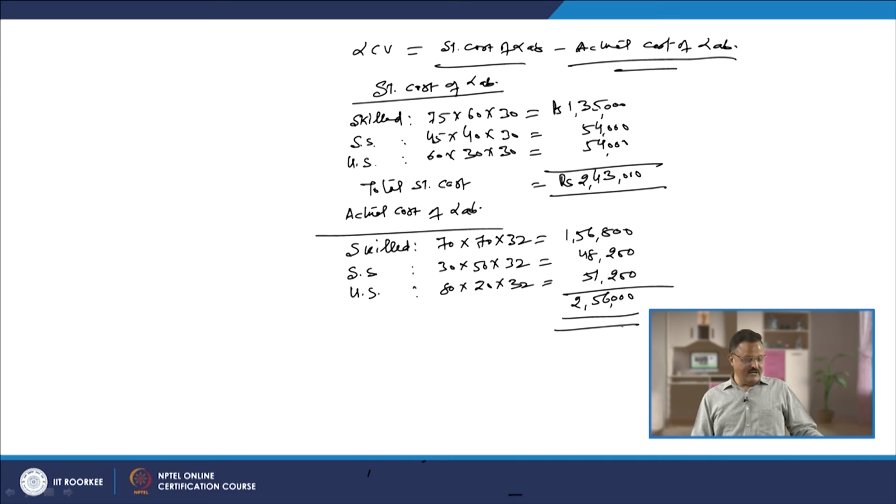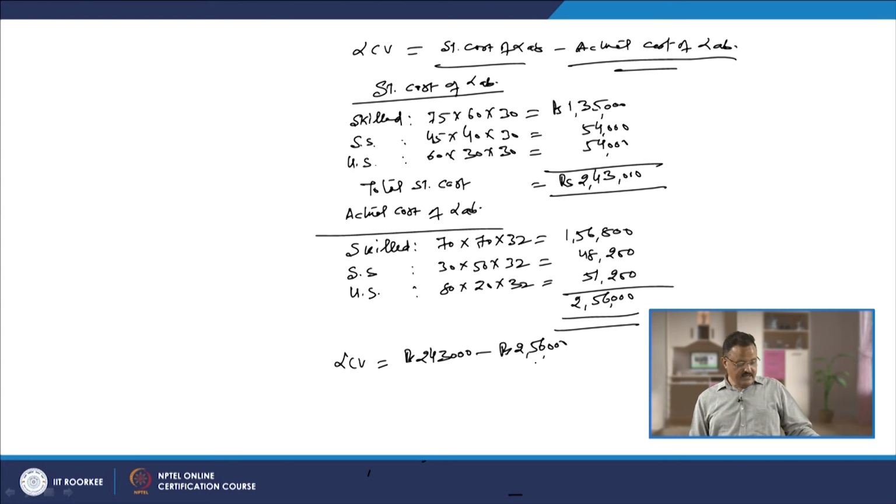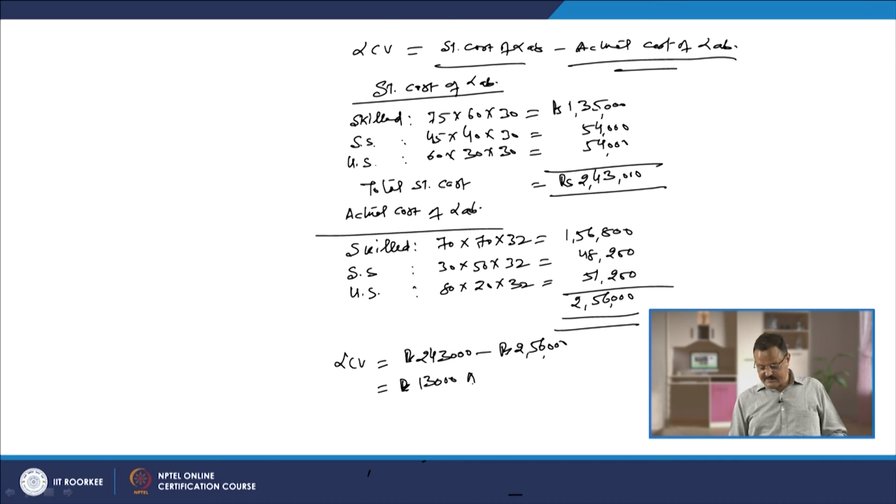We have got now the standard cost of labor and the actual cost of the labor, and for this you will have to now easily find out both the costs are available with us. So, what is the LCV? Labor cost variance is how much? Standard cost is 2,43,000. How much is the actual? Rupees 2,56,000. This is the actual cost. So, standard is 243, actual is 256. So, finally, if you calculate the labor cost variance, this works out as how much? 13,000 rupees adverse.